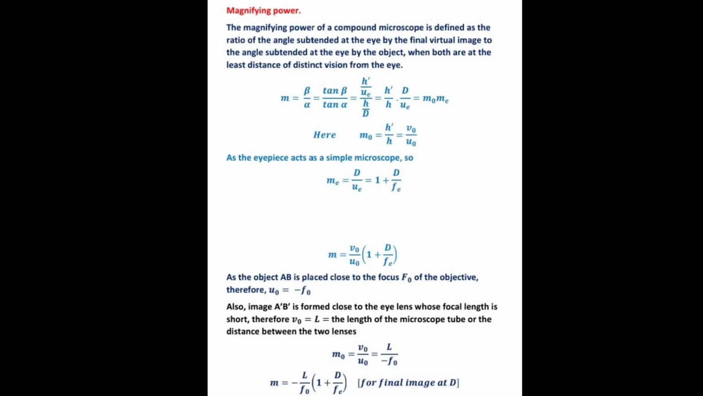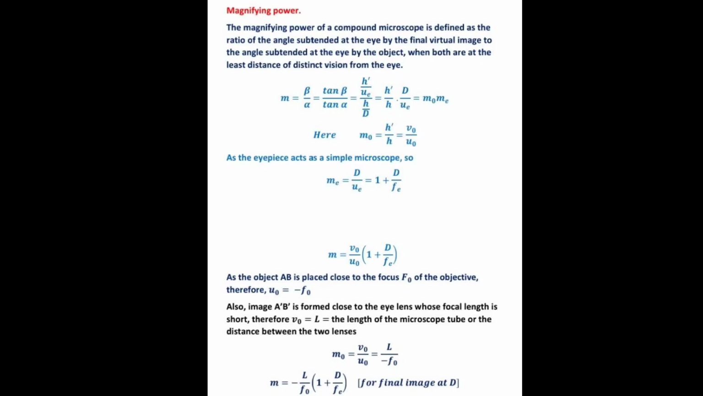Again, by using the mathematical formula, we can take the respective triangles from the diagram, and we have the relation m is equal to h' over h into d upon ue. h' over h is equal to m0, that is the magnifying power of the objective lens, and d upon ue is equal to me, the magnifying power of the eyepiece. Then we have the relation m is equal to m0 into me.